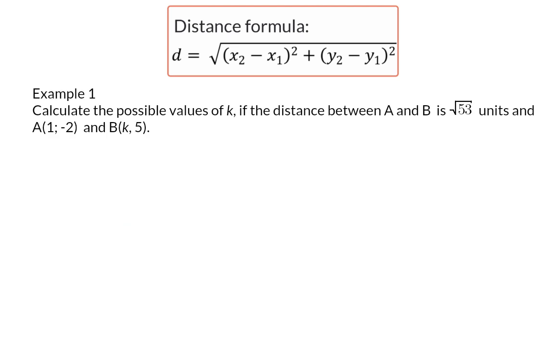Example 1. Calculate the possible values of k if the distance between A and B is square root 53 units, and A is (1; -2) and B is (k; 5). So this time, instead of receiving 2 complete coordinates and calculating the distance, the distance between the 2 points is given, but one of the coordinates is not complete. We need the x value for point B.